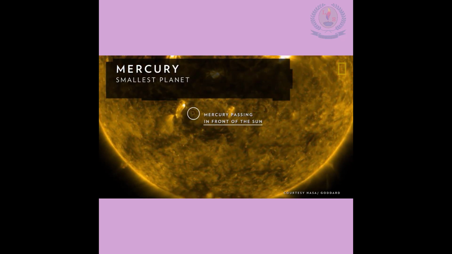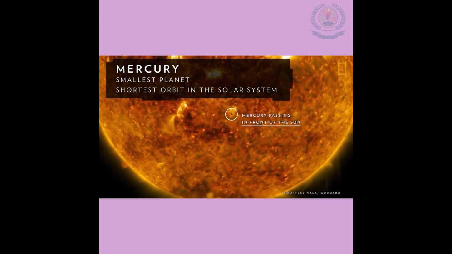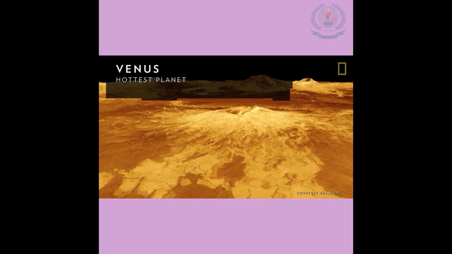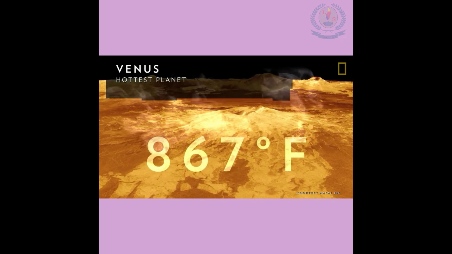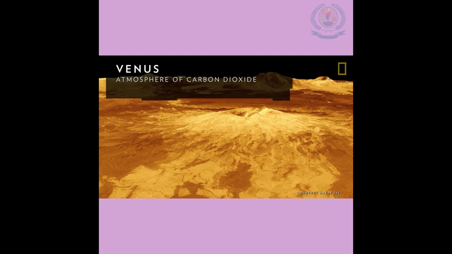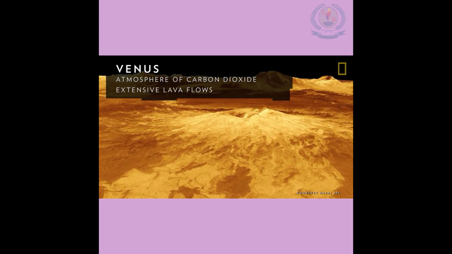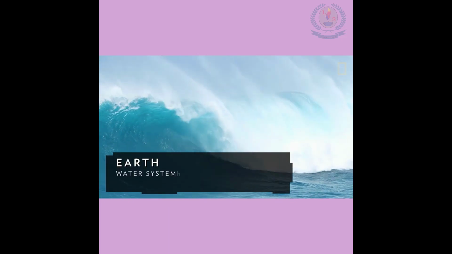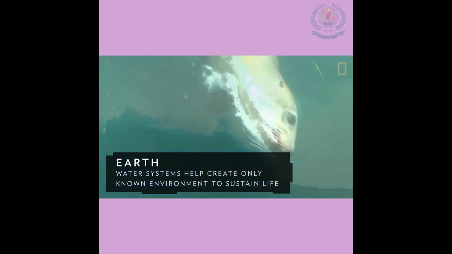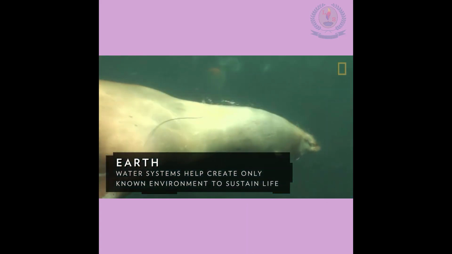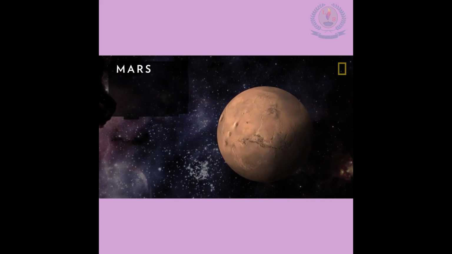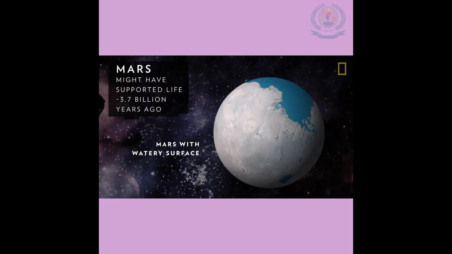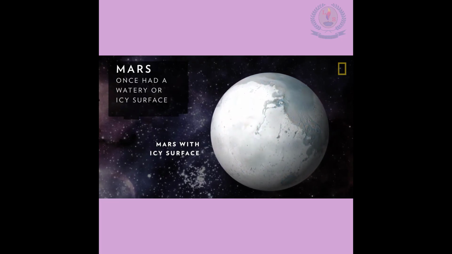The smallest and closest to the Sun is Mercury, which has the shortest orbit in the solar system at about 3 Earth months. Venus is the hottest planet, with temperatures of up to 867 degrees Fahrenheit due to an atmosphere of carbon dioxide and extensive lava flows. Next to this world of fire is a world of water, Earth. The water systems on this planet help create the only known environment in the universe capable of sustaining life. The last of the terrestrial planets, Mars, might have also supported life about 3.7 billion years ago, when the planet had a watery surface and moist atmosphere.